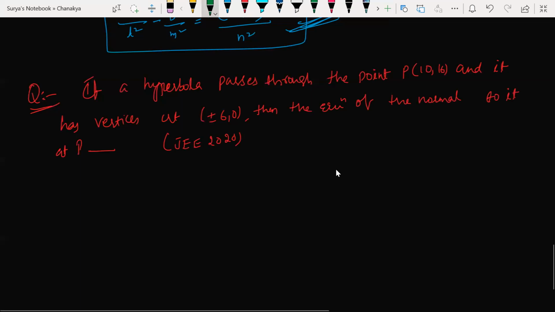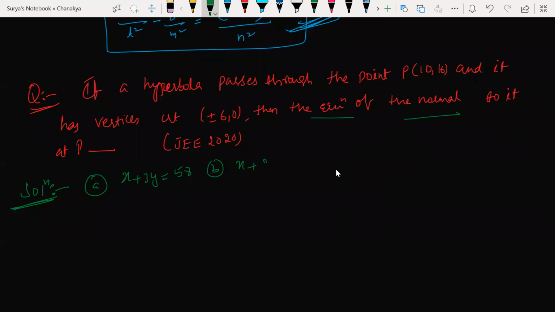Very, very important. देखो, all the previous year questions, I mean all the NTA questions I'm taking you through, are very important. Make sure that you are doing this. Find the equation of the normal at P. Find out करना है आपको. तो option A, x + 3y = 58. Option B, x + 2y = 42. Option C, 3x + 4y = 94. Option D, 2x + 5y = 100.